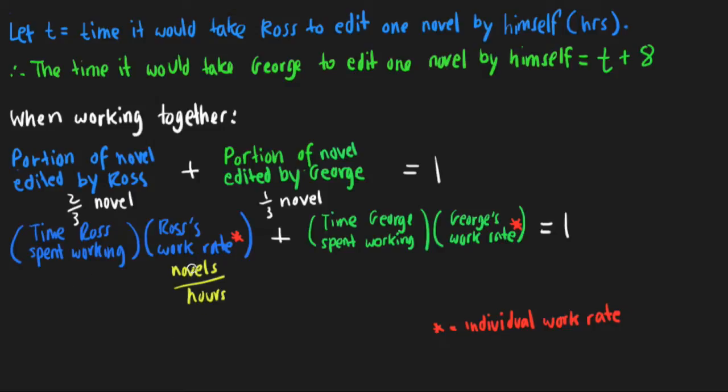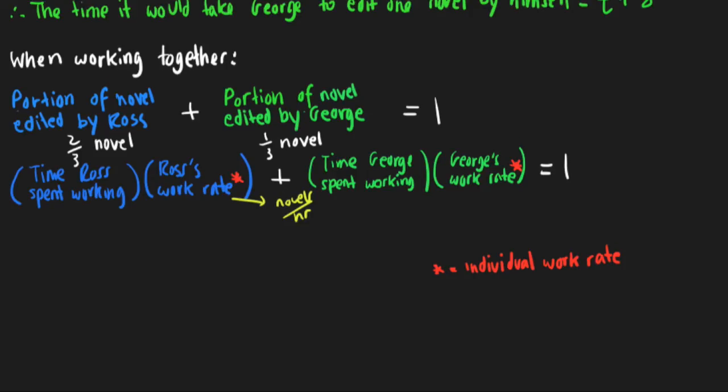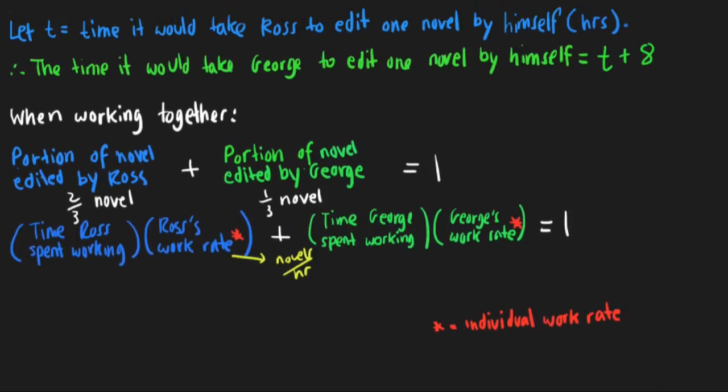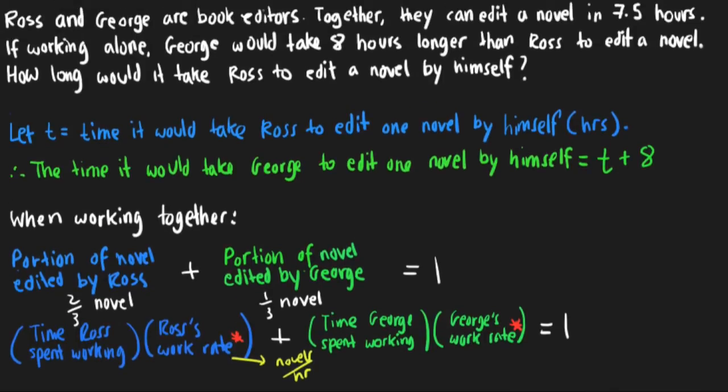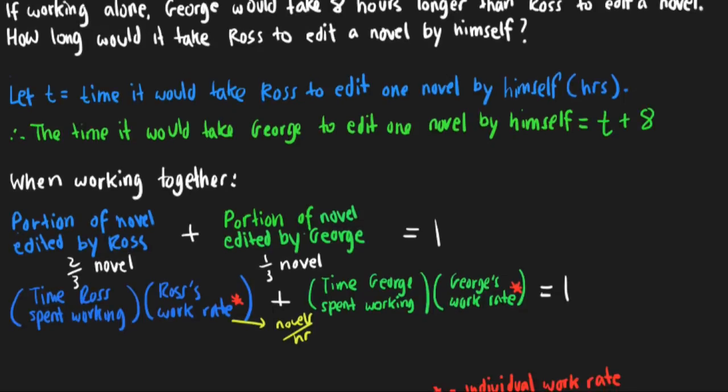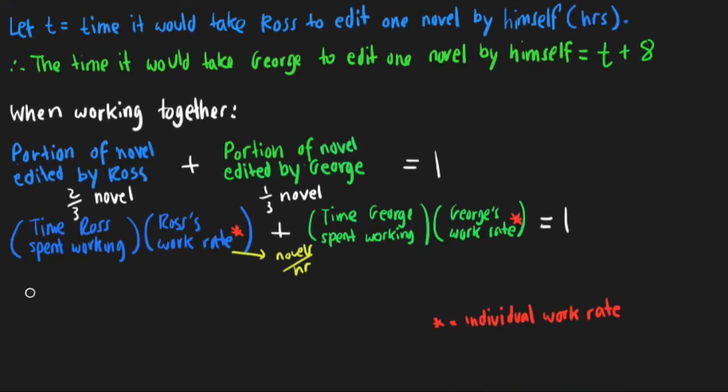So I'll leave that there. The work rate is, actually, I might be short on space, so I'll write that here. Novels per hour is the work rate, okay? And do we know any of the things in this equation? Well, yes, we do. We know what the time spent working is because we're told that if they're working together, which is what's happening in this equation, then they can edit a novel in 7.5 hours, right?